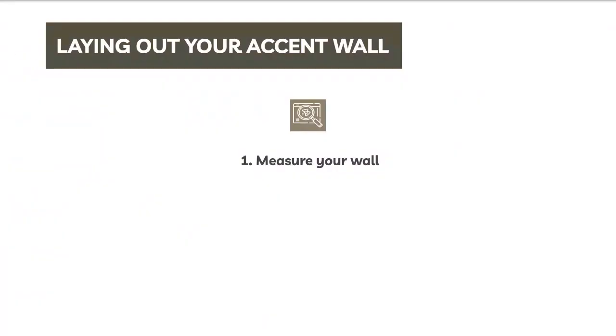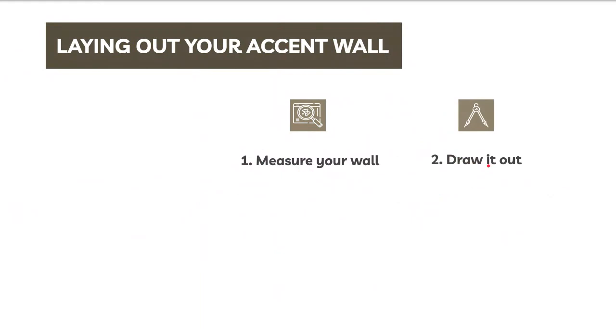Okay, so let me go to next here. Okay, so laying out our accent wall. Here are the steps. So let's go through the steps. You want to measure your wall, obviously. Figure out what wall you're going to do. Write this down. Get your length and height, and any obstacles. So maybe there's a door. You want to measure to the edges of the door. Make sure you have that all documented.